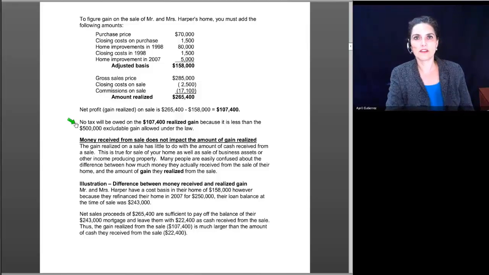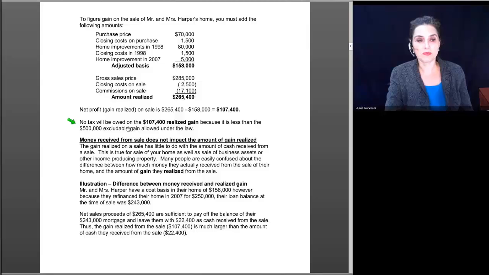Now, no tax is going to be owed on that profit because it is less than the $500,000 of exclusion amount that Mr. and Mrs. Harper can claim. So, for all intents and purposes, nothing needs to be reported on the tax return at all. There's no need to report this information because there is no taxable gain.